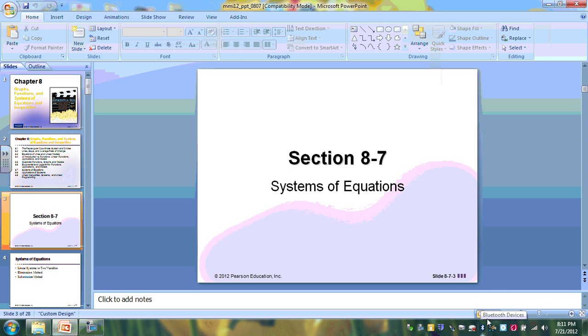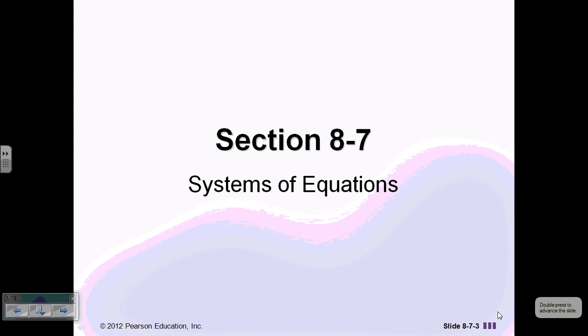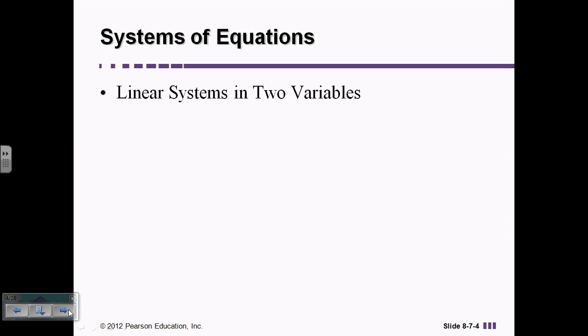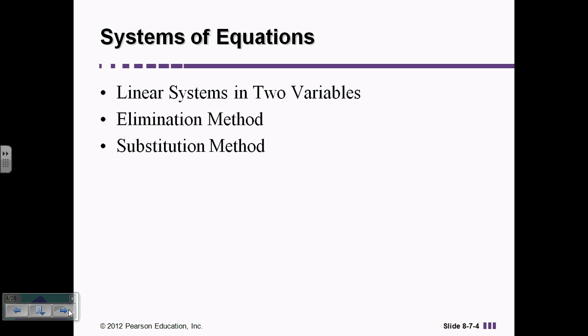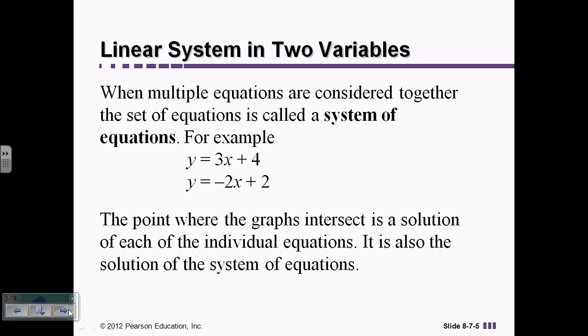All right, we're going to talk about section 8.7 today, which is talking about systems of equations. We're going to talk about linear systems with two variables, and we're going to talk about two methods, the elimination method and the substitution method.